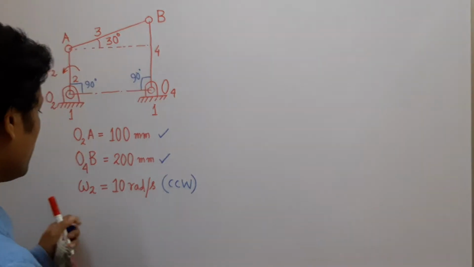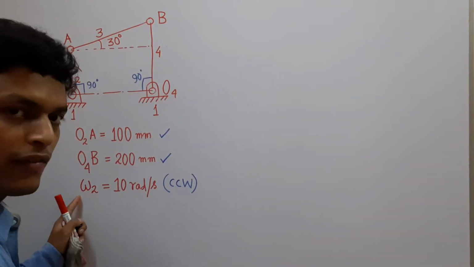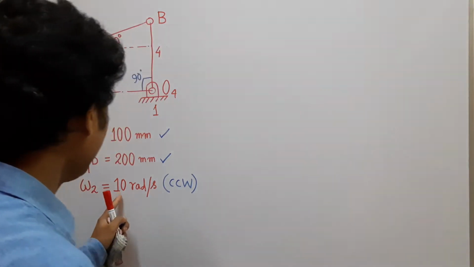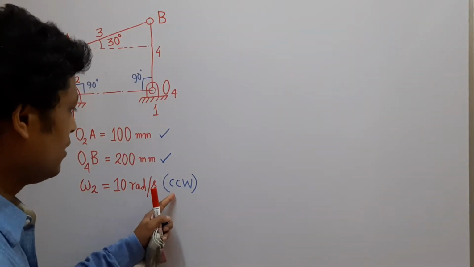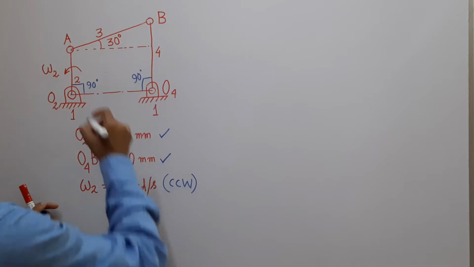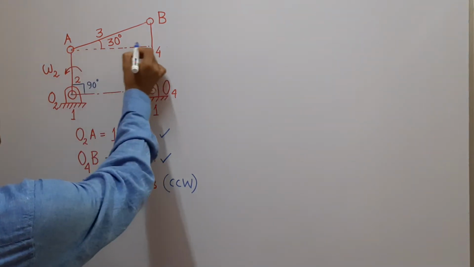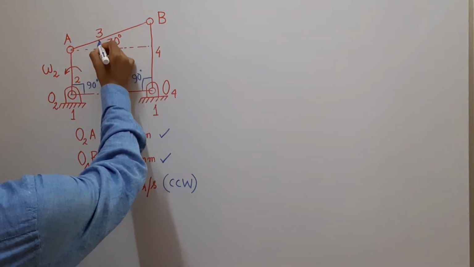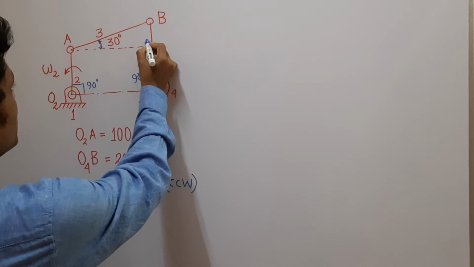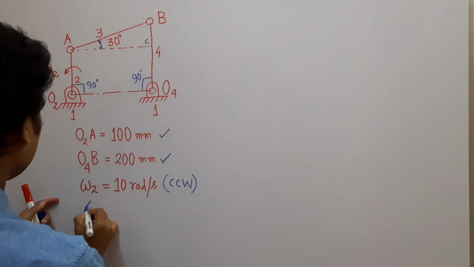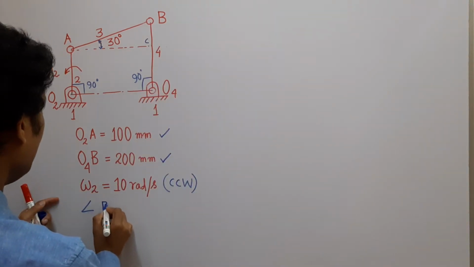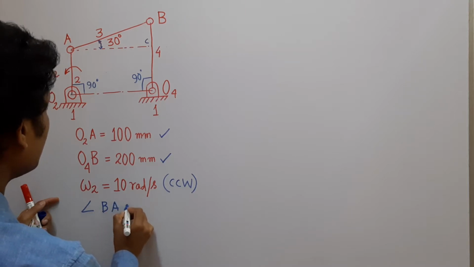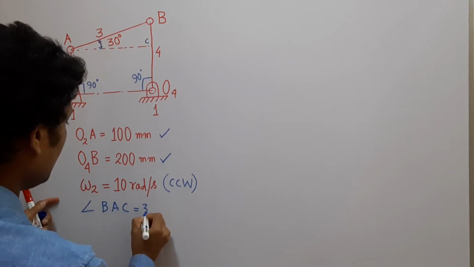So crank is rotating with a uniform angular speed of 10 radian per second in counterclockwise direction, and this angle is given as 30°. Say this is C, so angle BAC is 30°.